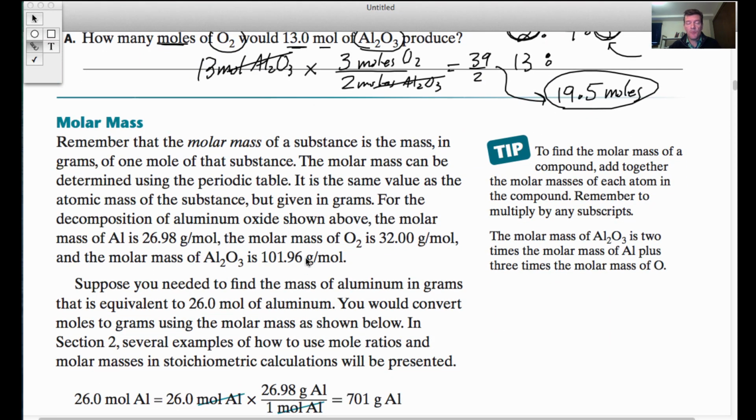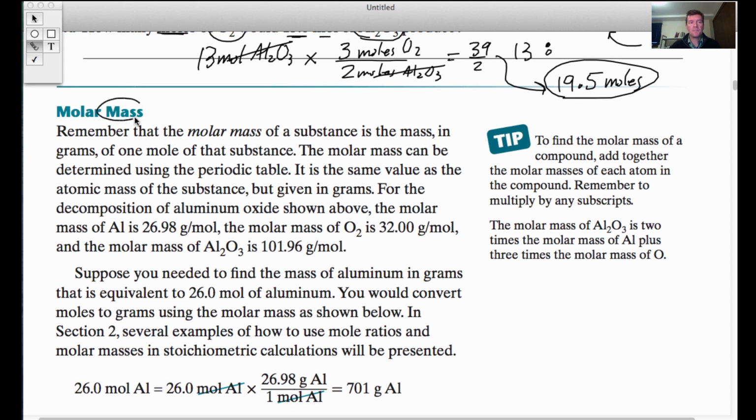Now, at some point, we're also going to be talking about mass. And remember, in order to go between mass and number of moles, we have to use the molar mass. The molar mass, if you remember, is the mass in grams of 1 mole of that substance. And where do we get the molar mass? We get the molar mass of elements straight from the periodic table. Okay? So for example, all you do is you look on the periodic table, and right underneath the symbol is going to be your molar mass.